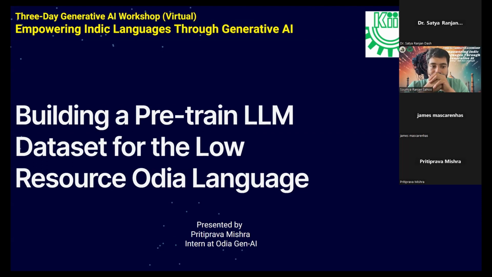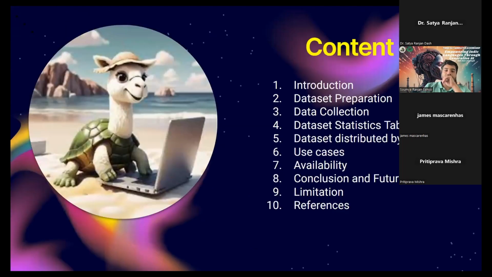Here is the brief overview of today's presentation. Let's start with the introduction. Large language models are crucial for addressing the problems that low-resource languages like Odia in India encounter. By using advanced deep learning, we aim to promote Odia language diversity. Here our aim is to utilize AI to preserve regional languages.